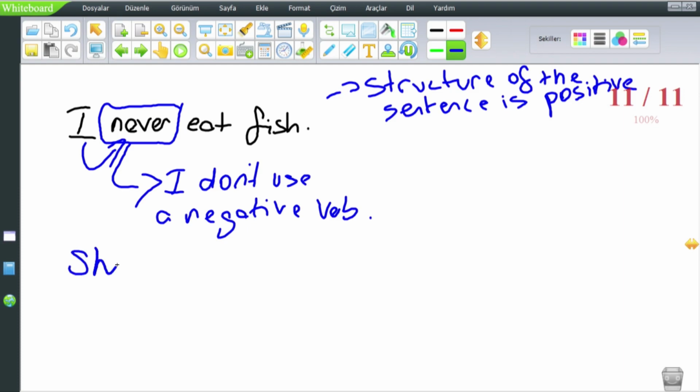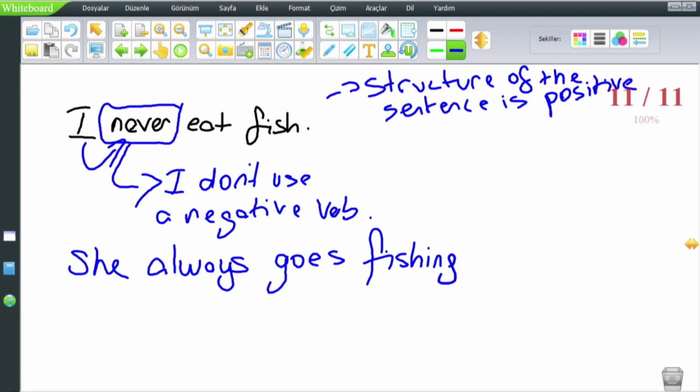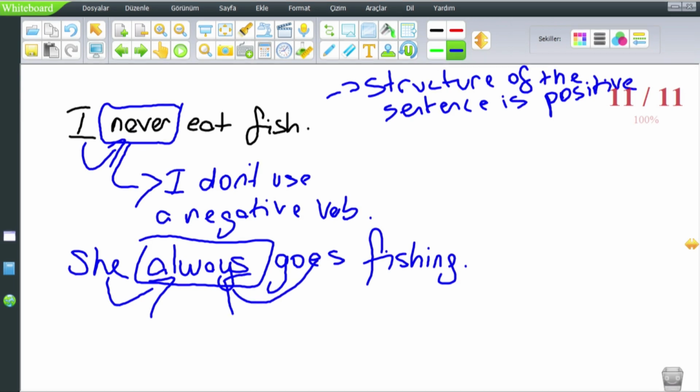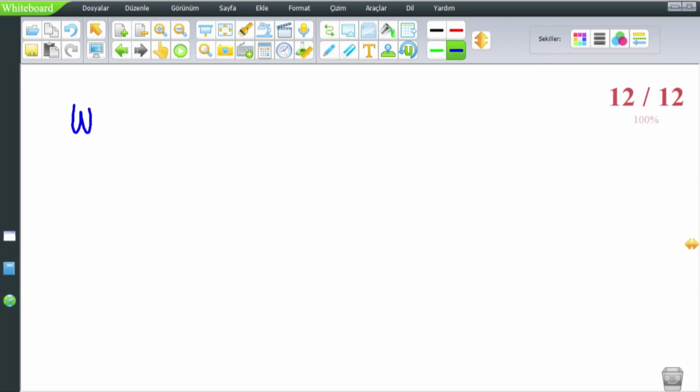So let's continue. She always goes fishing. This is a positive sentence, both in structure and meaning. So the time expression that expresses frequency comes right after the subject, and it comes right before our verb, but it doesn't affect the verb structure, as you can see. We don't drink tea often.